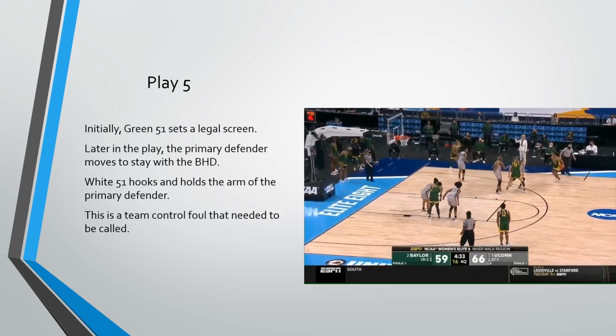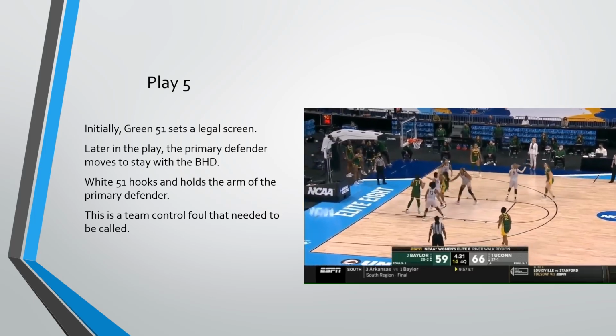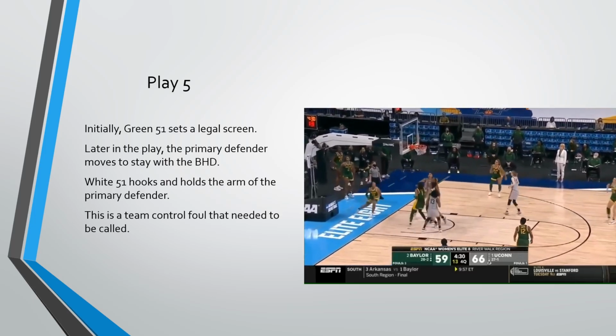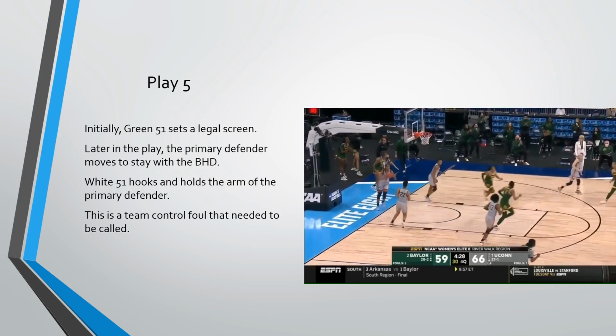Initially, green 51 sets a legal screen. Later in the play, the primary defender moves to stay with the ball handler dribbler. White 51 hooks and holds the arm of the primary defender. This is a team control foul that needed to be called.